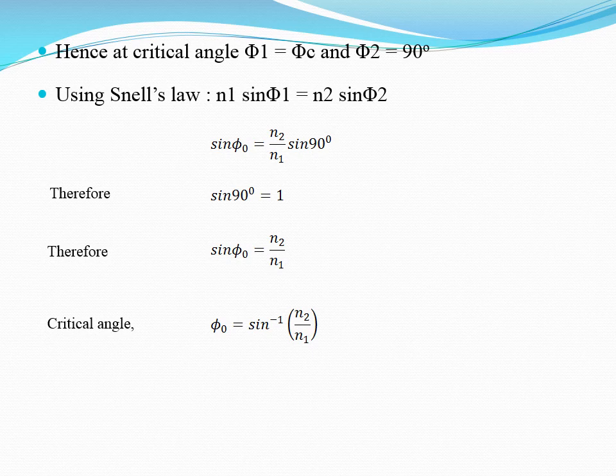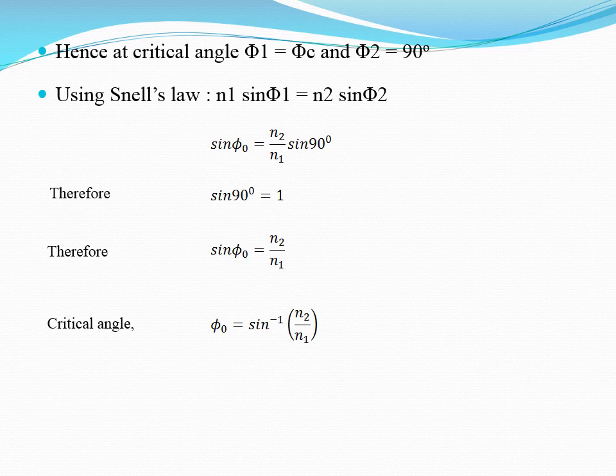Using Snell's law, recalling it, we can see that n1 into sine of the incident angle is equal to n2 into sine of the refracted angle. So we substitute: the angle of incidence is related to the medium, and that is equal to n2 by n1 into sine of the refracted angle, which is 90 degrees. So sine of 90 degrees. We know from the trigonometric function that sine of 90 degrees is equal to 1.